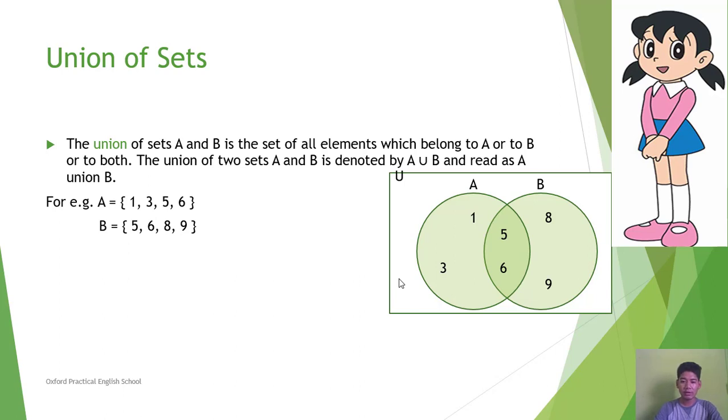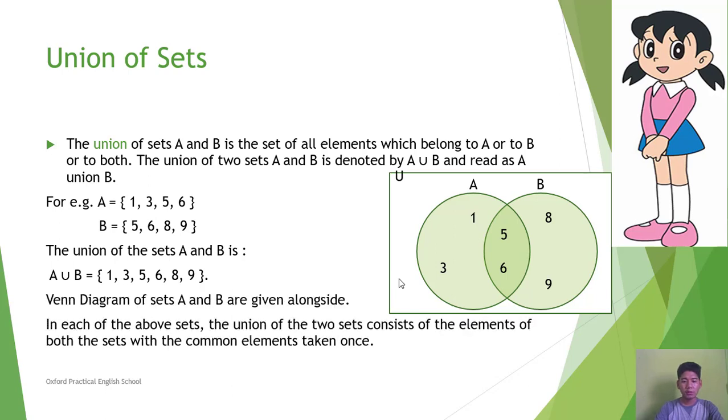Here, the reason why they are overlapped with each other is because they share elements in common, and the common elements are 5 and 6. The union of set A and B is 1, 3, 5, 6, 8, 9. Union means all the elements taken at once. So, in each of the above sets, the union of two sets consists of all the elements of both the sets with the common elements taken once. It becomes easier when you list down all the elements by looking at the Venn diagram. So if you list down all the elements of the Venn diagram, those elements are the union of the sets.